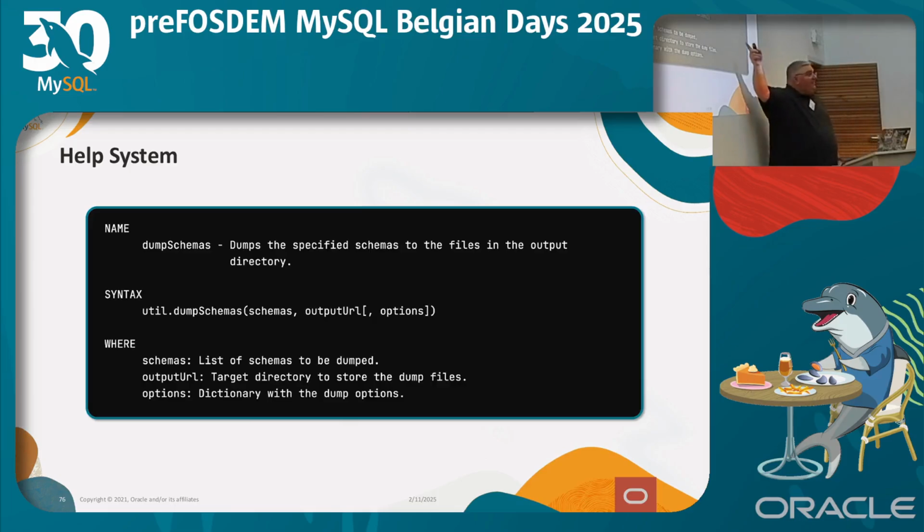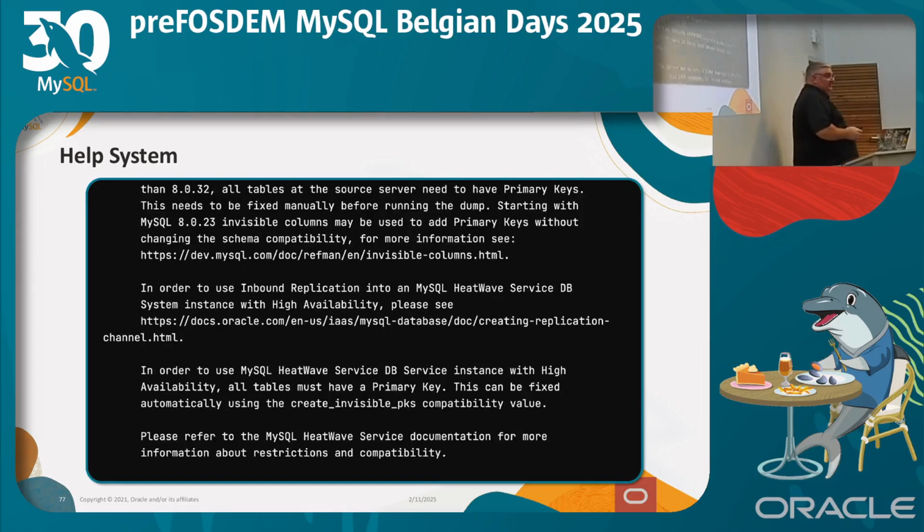And the top of the help that you get looks like this. It gives you the name, the syntax, information about some of the other stuff in terms of options and output URL. And then it does that. Basically, when you do a help of something like dump schemas, it will give you information about every potential option that you have, as well as every argument that you need to pass to that particular function.